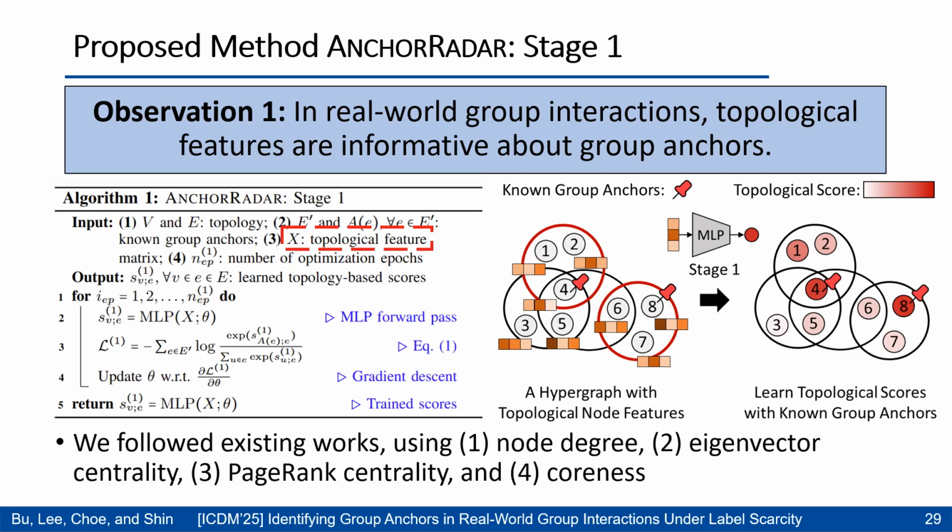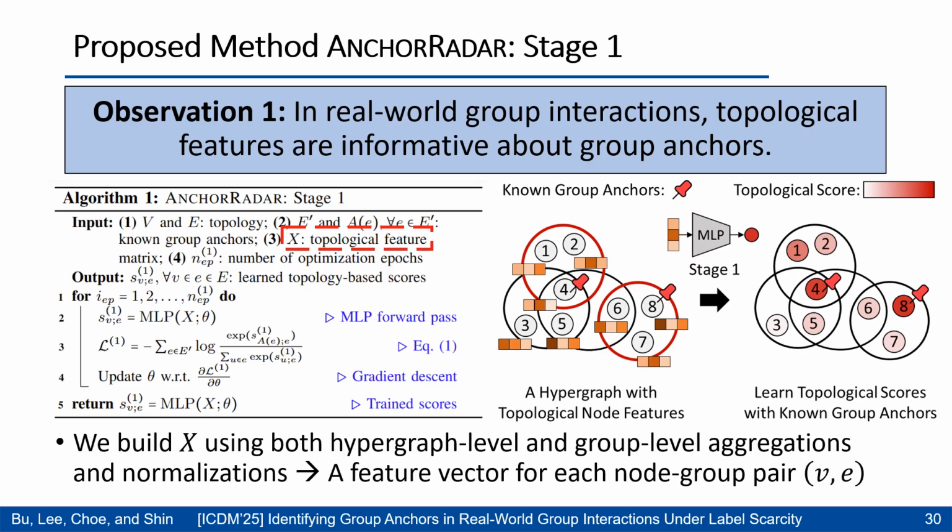Here are some details of stage 1. For the topological features, we followed existing works and used 4 different measures for each node. Based on those 4 measures, we build X using both hypergraph level, which is global, and group level, which is local, aggregations and normalization, which results in a feature vector for each node group pair VE.